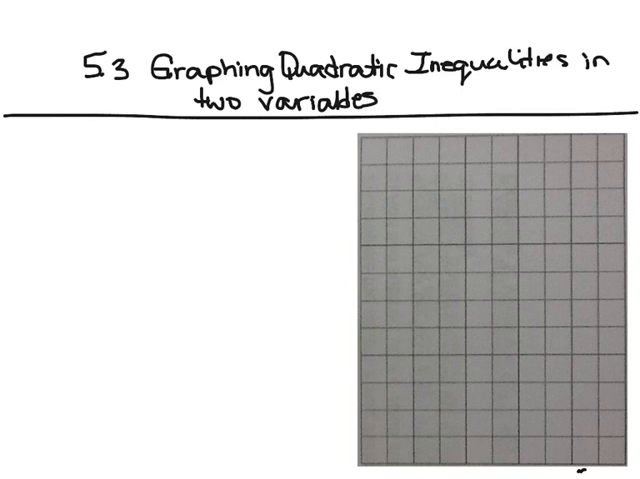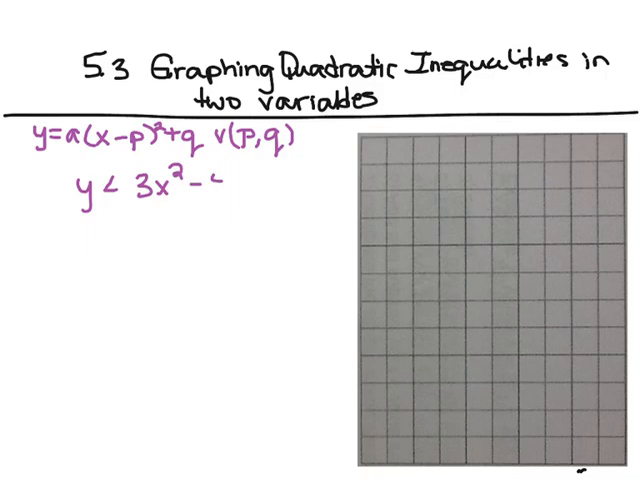Graphing quadratic inequalities in two variables. This is going to be almost exactly the same as graphing a line, but instead of a line, it's going to be a parabola. Remember that standard form is y equals a times (x minus p) squared plus q, and p and q are the vertex. So, graphing the inequality y is less than 3x squared minus 4.